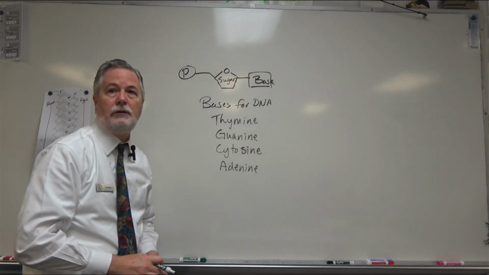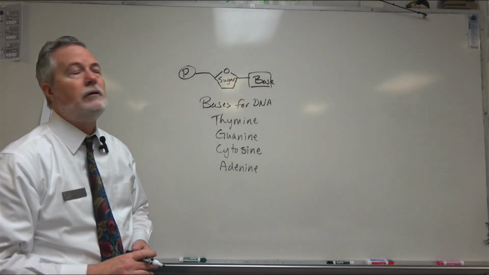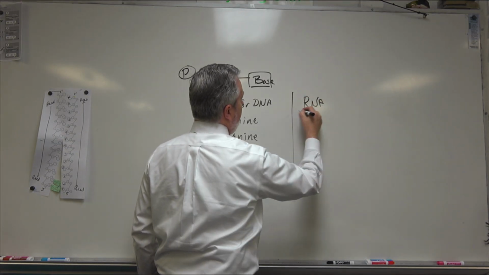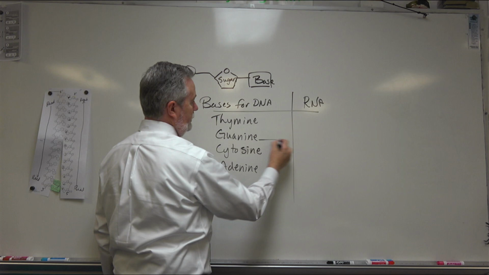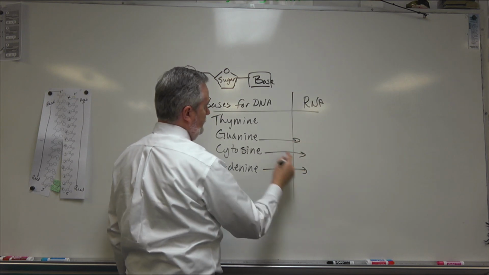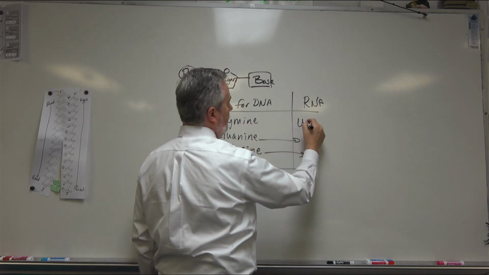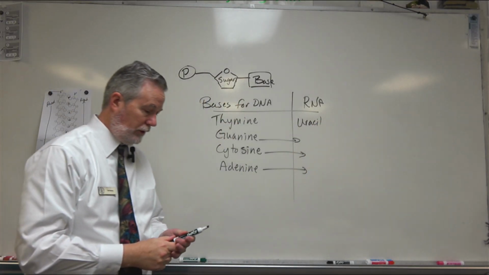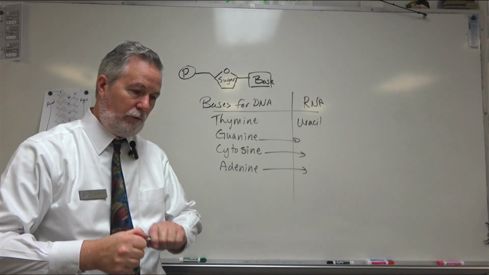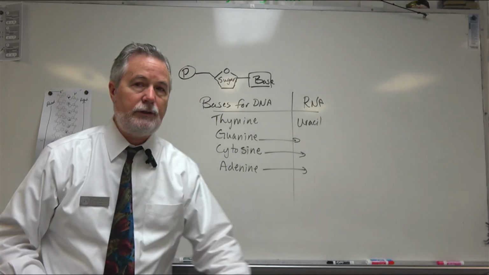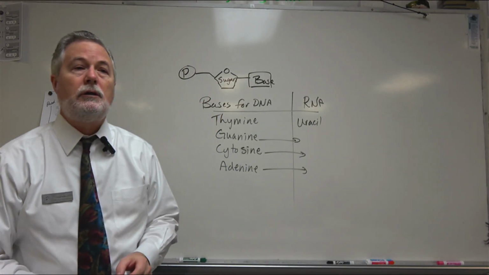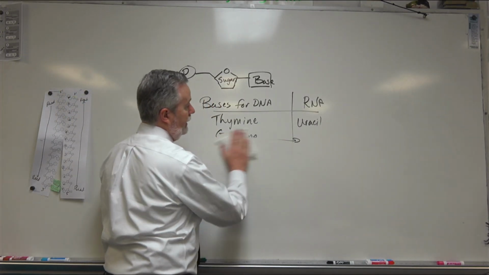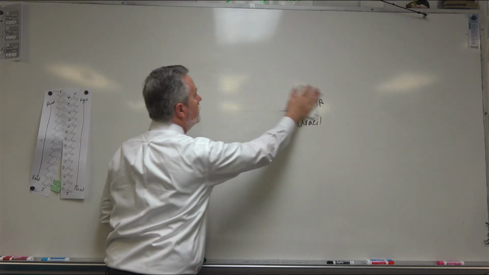Where is uracil? Is it in DNA? It's in RNA. So if this was RNA bases, it would have all of these, right? But instead of thymine, it would have uracil. Everybody good? All right, what does Chargaff say? Chargaff's rules for base pairing. Adenine always bonds to thymine, or uracil if it's RNA, and then guanine always binds to cytosine.